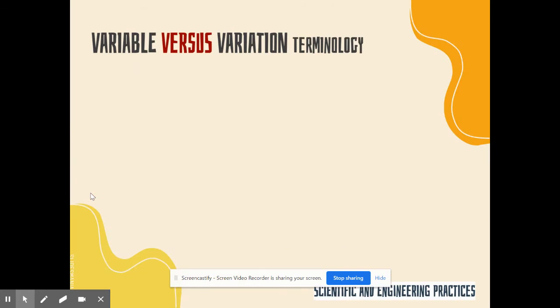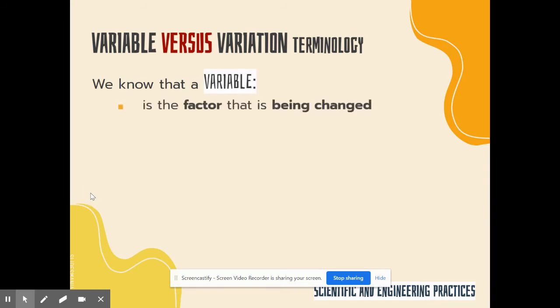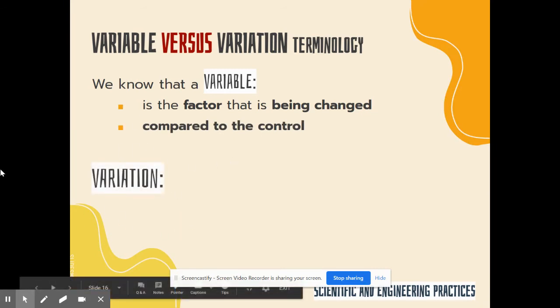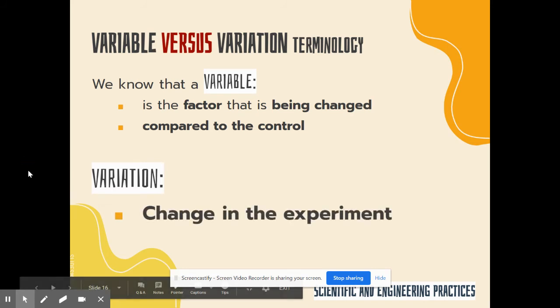Okay, so let's talk about some more terminology. Let's talk about variable versus variation. We already know that a variable is the factor that is being changed. It's compared to the control. So let's talk about what a variation is. A variation is a change in the experiment.